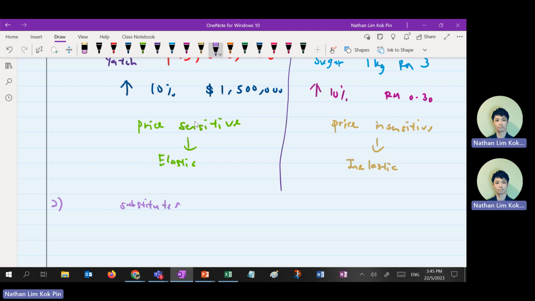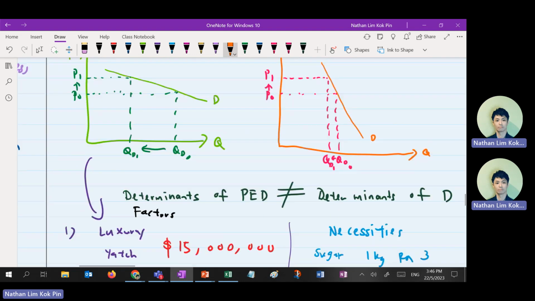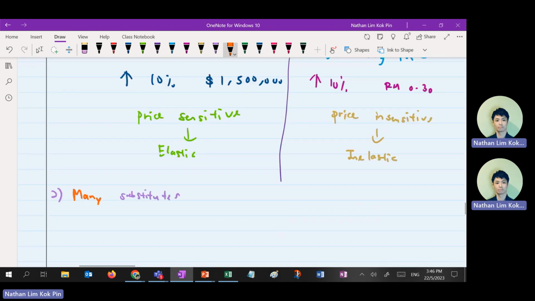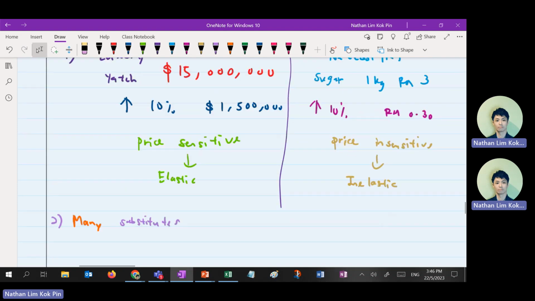COD is not cash on delivery, just in case some of you do a lot of e-commerce stuff. COD is Call of Duty, but some people also call COD cash on delivery, right? So the more substitutes we have, we will place them under elastic, because we are very sensitive to the price. We have more substitutes, right? We are very sensitive to the price, right?